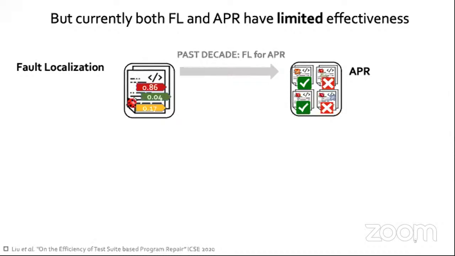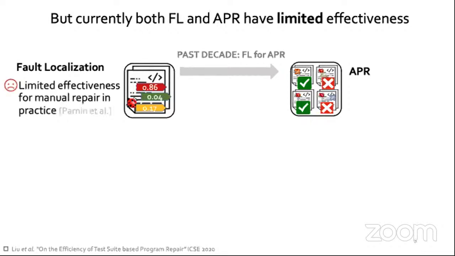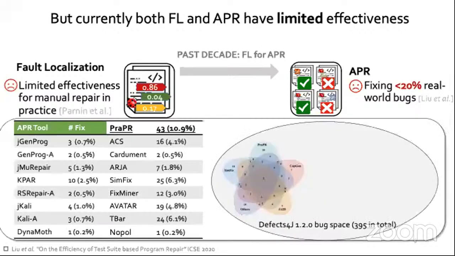Although extensively studied, currently both of these techniques have quite limited effectiveness. For example, previous studies suggested that the current fault localization technique has quite limited effectiveness for manual repair in practice. And at the same time, current APR can only fix a quite small ratio of real-world bugs. For example, according to recent studies, such as Liu's work on ESEC/FSE 2020, out of 395 bugs in the widely used benchmark Defects4J, more than 18% of them cannot be successfully fixed. Even the state-of-the-art APR tool Prapr can successfully fix only 43 bugs.